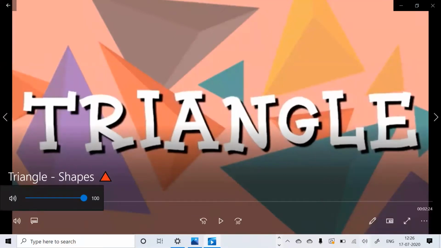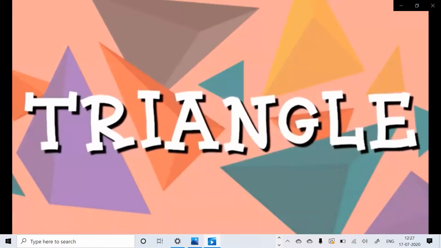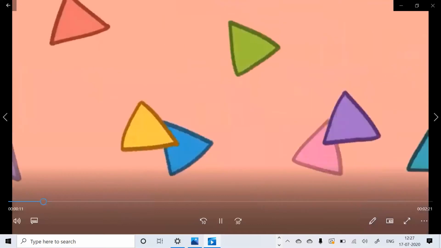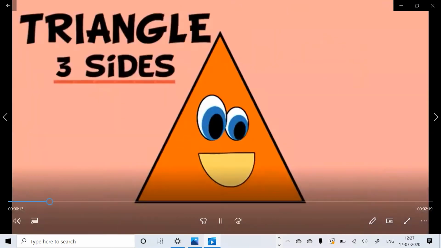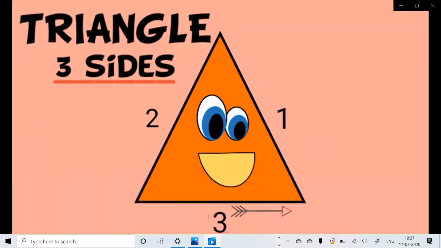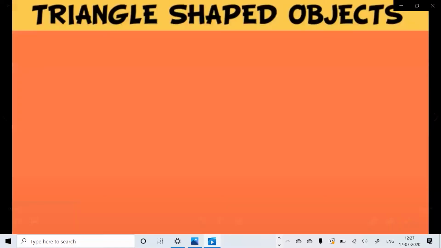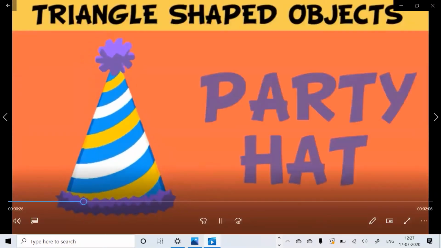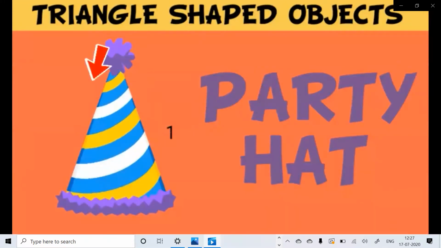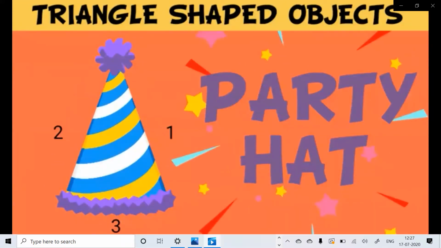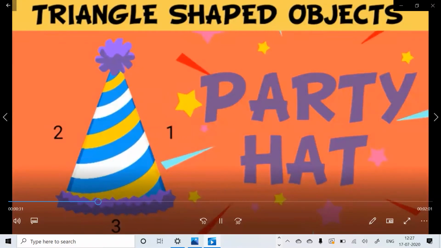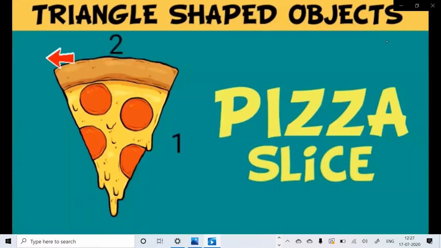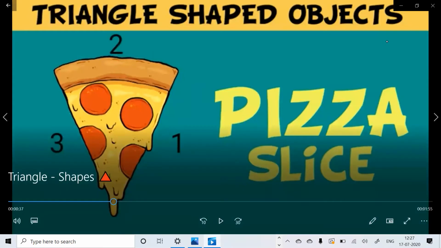Okay. Let's start. See carefully, okay? See carefully. Let's learn about triangles. Three sides. One. Three sides. Two. Three sides. And three. Party hat. One. Two. Three. Party hat. One, two, three.